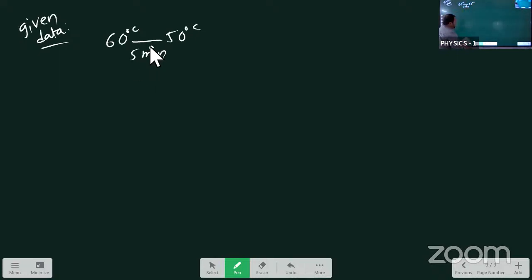This is case number 1. And 2, 50 to 40 degrees Celsius, another 8 minutes. Like this, temperature is losing. Find the temperature of the surroundings. They gave 2 different temperatures, and they're asking what the surrounding temperature is.